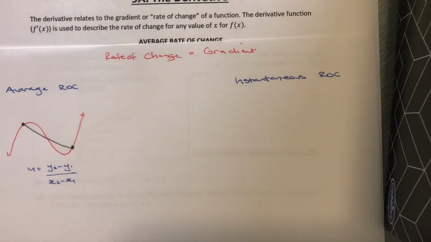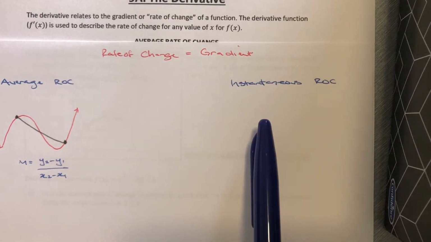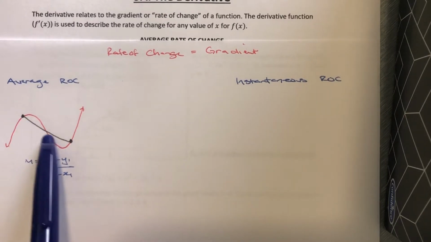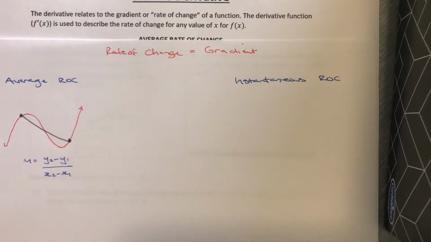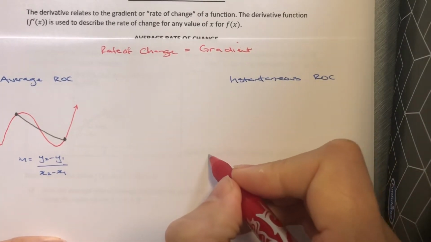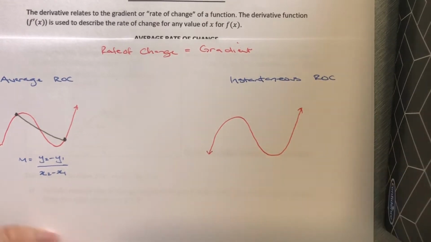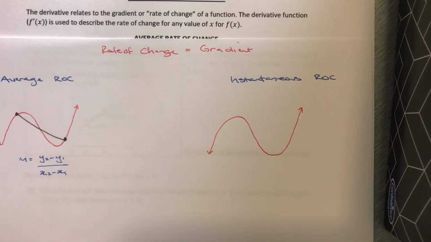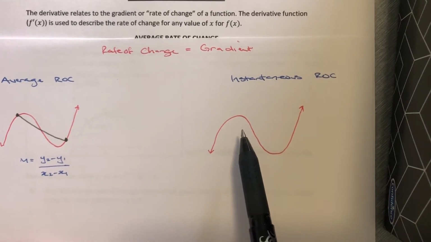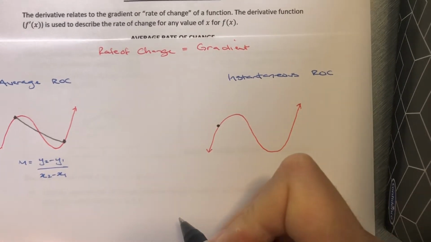Alright, so there's also instantaneous rate of change. Now, instantaneous rate of change means the gradient at one specific point. So this was over a bit of a span. This one's at one specific point. So I might use the same graph. But they might give you an x value and say that they want the gradient at that specific point. So they've given us this x value here, whatever it is.